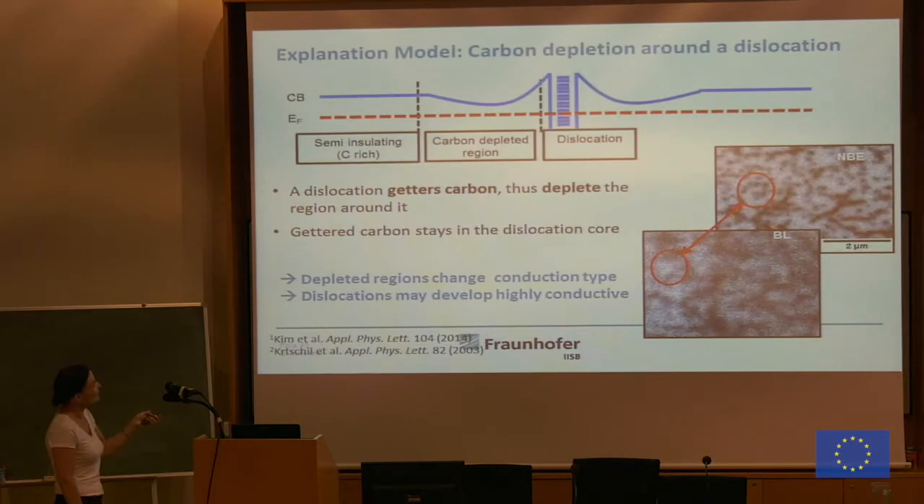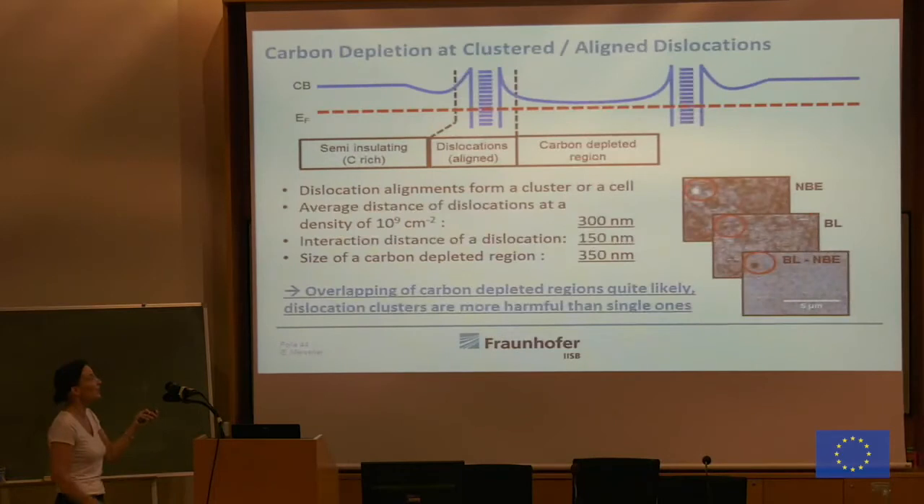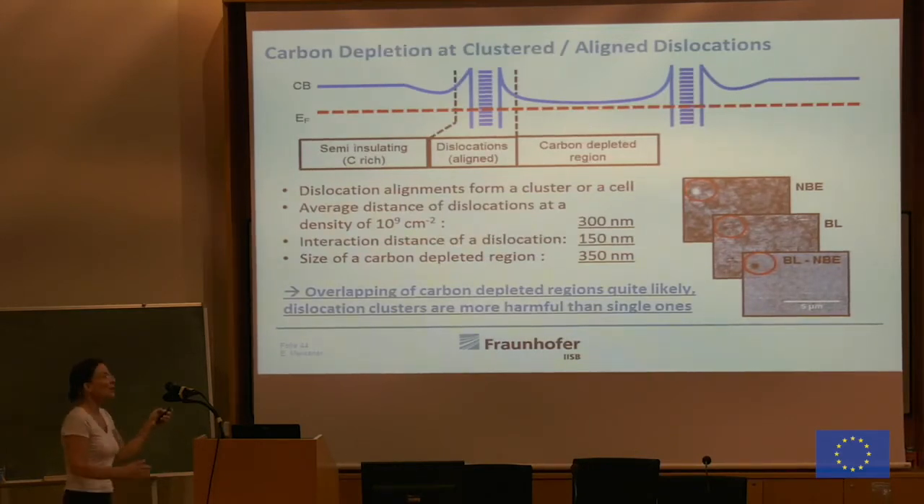And also the depleted region may change your electrical properties and the conduction type of the crystal, which you don't want, not only the singular dislocations. And if you have many dislocations which come close to each other, you can see at a density of 10 to the 9, which is about the interaction distance of the dislocations, which is then like 150 nanometers or some other value, you can see that the overlapping of such regions where you deplete the carbon, so where you have a direct action of a dislocation, is even more harmful than a single isolated dislocation.